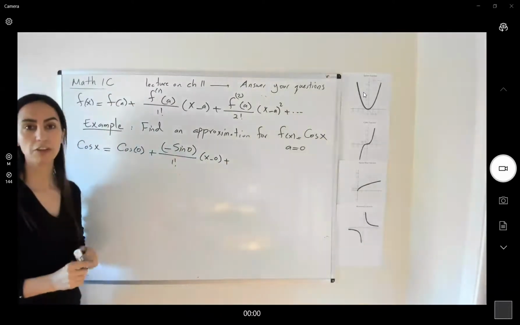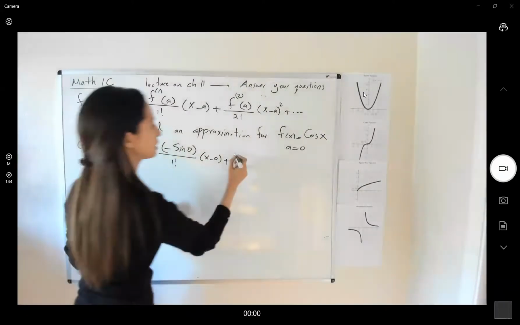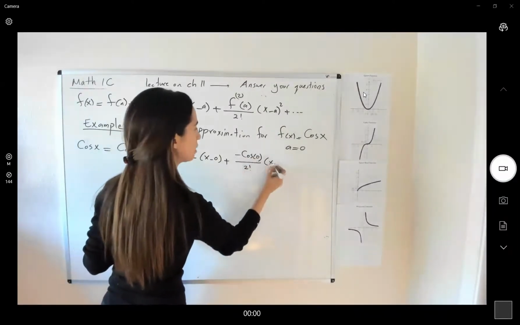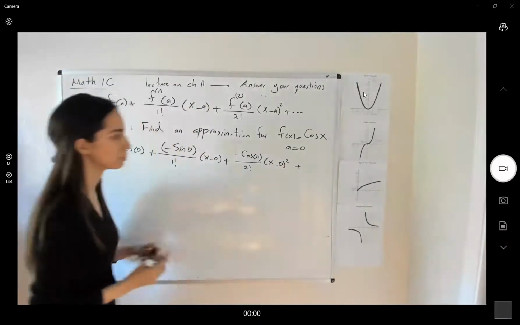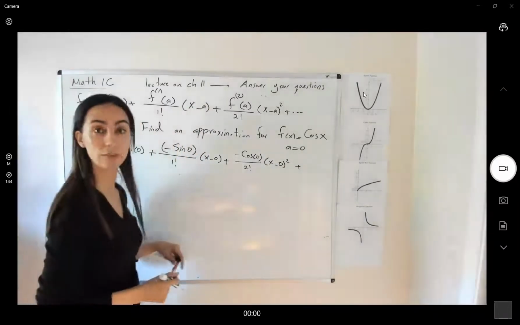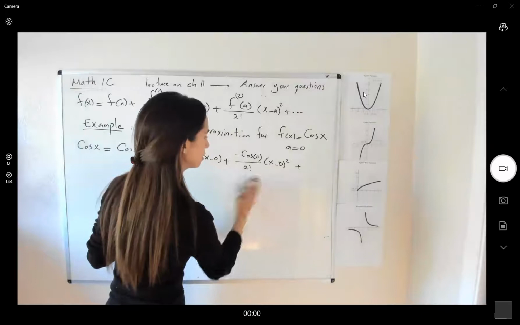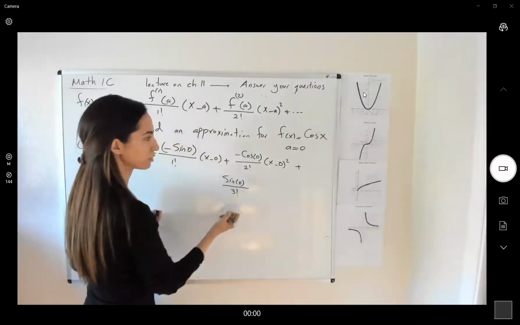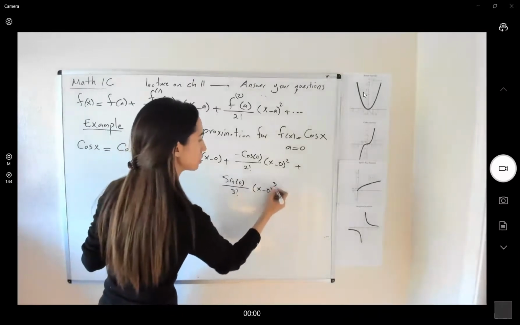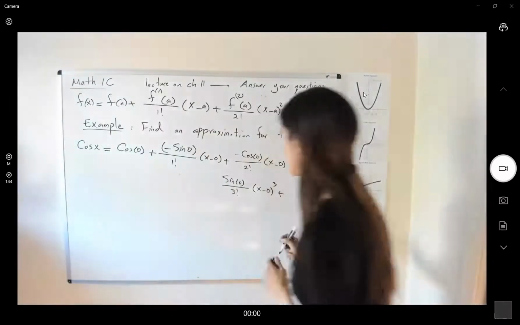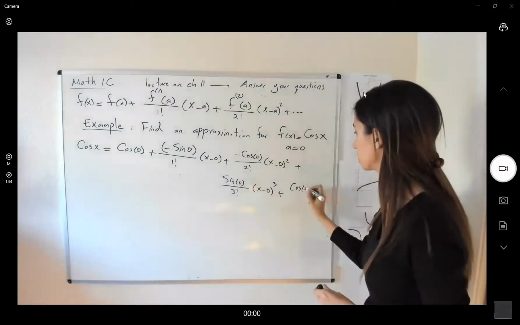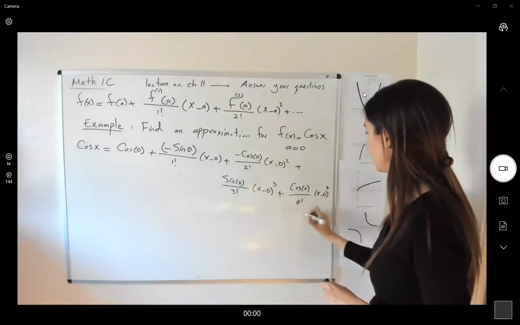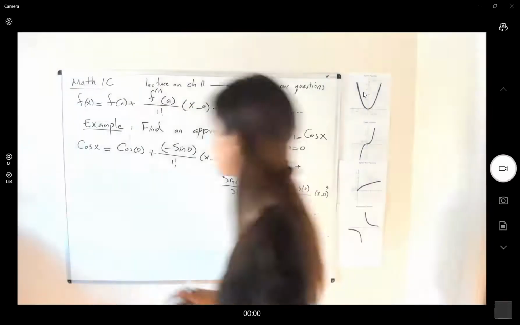Plus the second derivative, the derivative of negative sine is minus cosine at 0 divided by 2 factorial times x minus 0 to the second power, plus, now we take the derivative of negative cosine, which is positive sine, sine 0 divided by 3 factorial times x minus 0 to the third, plus, we take the derivative of sine, which is cosine, cosine of 0 divided by 4 factorial times x minus 0 to the 4th, and we continue this process.